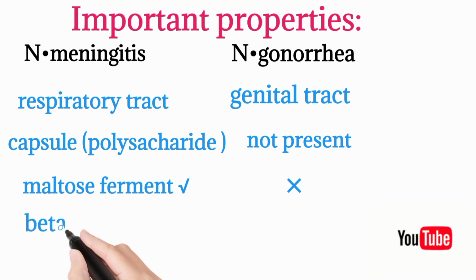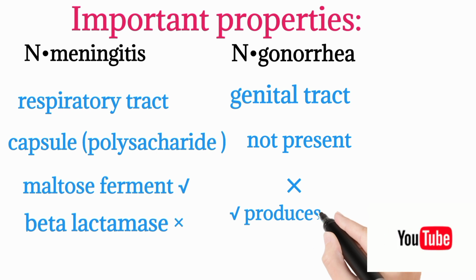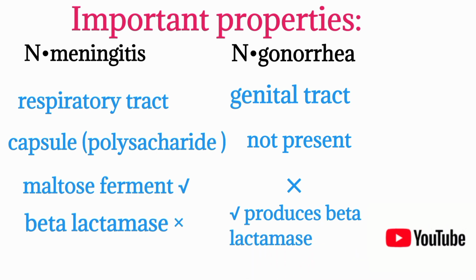Then we have beta-lactamase production. Beta-lactamase is an enzyme that normally destroys penicillin, which is an antibiotic. Beta-lactamase is not produced by meningitidis, which means they cannot destroy the penicillin, so penicillin is effective in case of Neisseria meningitidis. This guides the therapy. In case of Neisseria gonorrhea, it produces beta-lactamase, which means it will destroy the penicillin. So in short, penicillin will not be effective against Neisseria gonorrhea. This guides the treatment, so that's an important concept regarding beta-lactamase production.